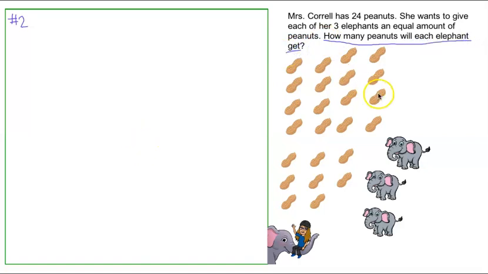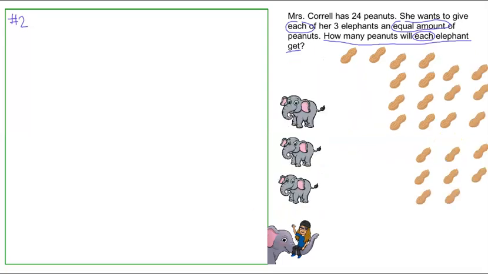Did you see any keywords in there? I did. We have the word each. We have equal amounts. And we have that word each again. Let's think about this for a minute. What are we splitting up? Are we splitting up the elephants or are we splitting up peanuts? We're splitting up the peanuts. So how's that going to work?